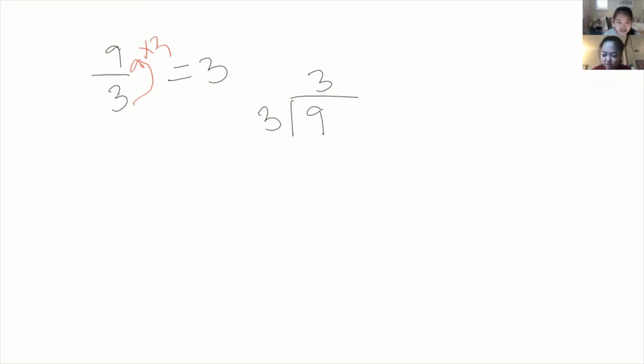Another way that you can simplify it, you could cross out this and do that, because 3 goes into 9 3 times. And then 3 divided by 3 is 1. So 3 over 1 is 3. That's like another way to do it, but let's solve it this way first.